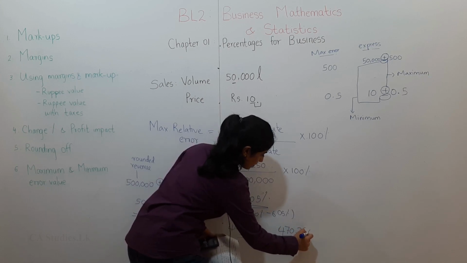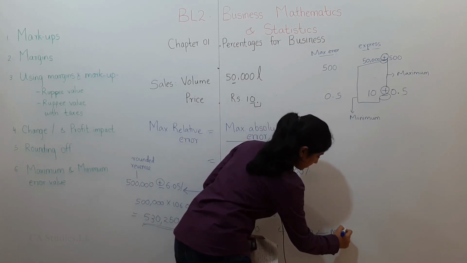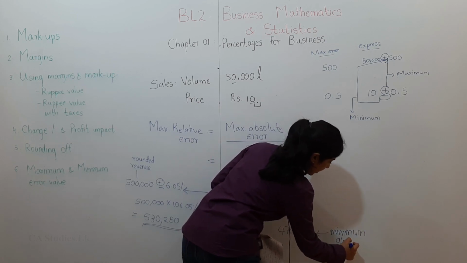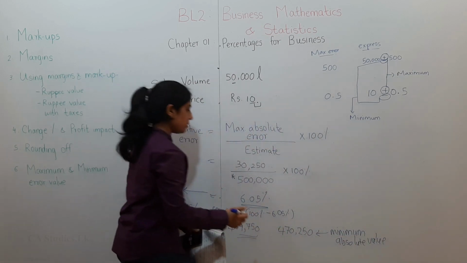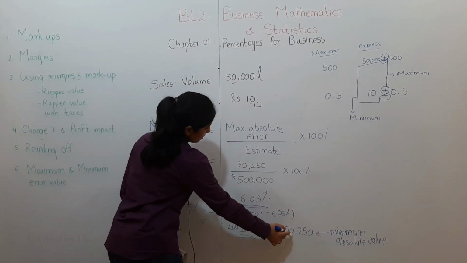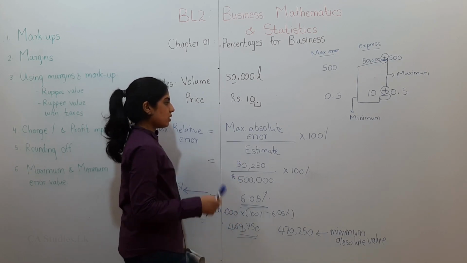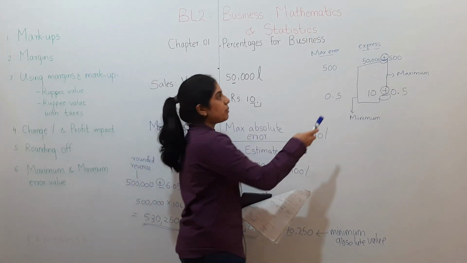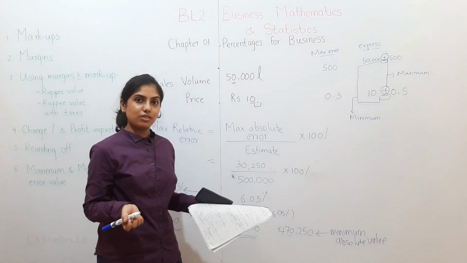470,250. That's your minimum value. So the minus percentage must match your minimum absolute value. Okay, minimum absolute value. But there is a 1000 gap. That could be because we use the difference of the absolute error likewise. Because you remember now, minus 500 will not give you 50,000, it will give you 51,000.